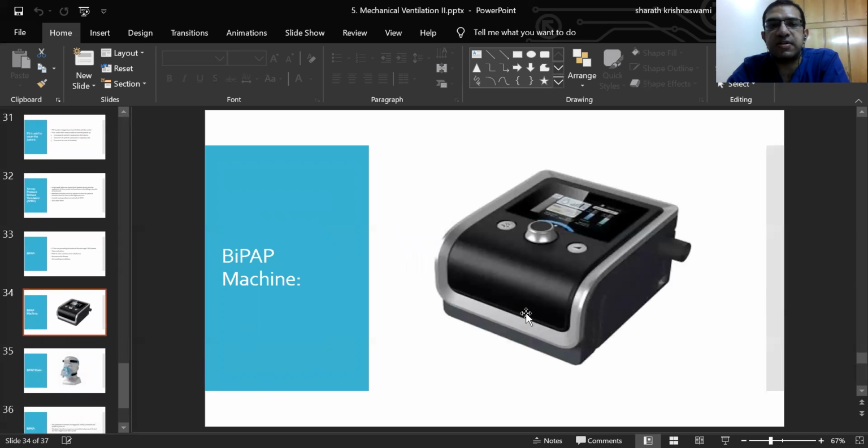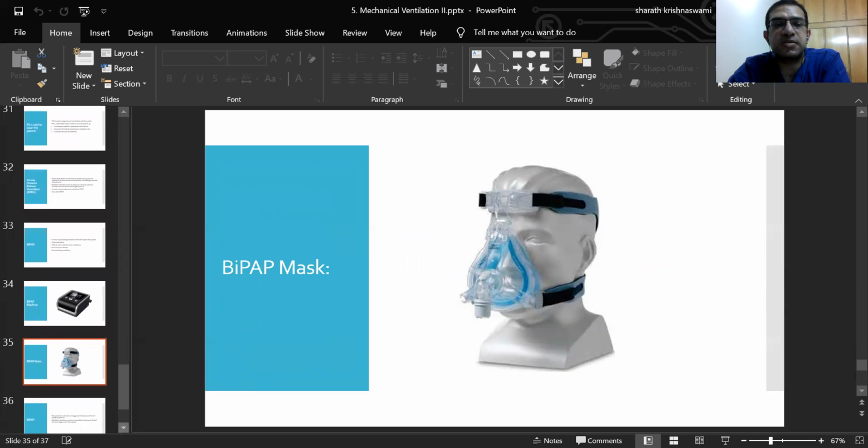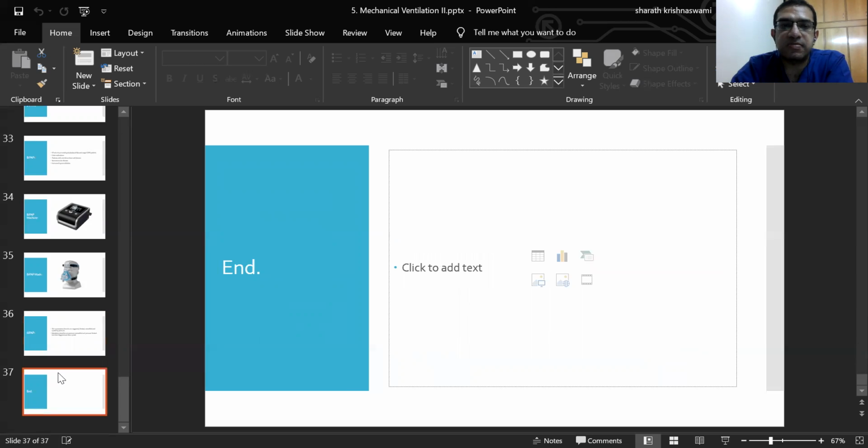So this is the bilevel positive airway pressure machine, also known as a BiPAP machine. This is the mask that is applied on a patient while the BiPAP delivers a respiratory breath. In BiPAP, the spontaneous breaths are triggered, limited, controlled, and cycled by pressure. The mandatory breaths are pressure controlled and pressure limited, but time triggered and time cycled.